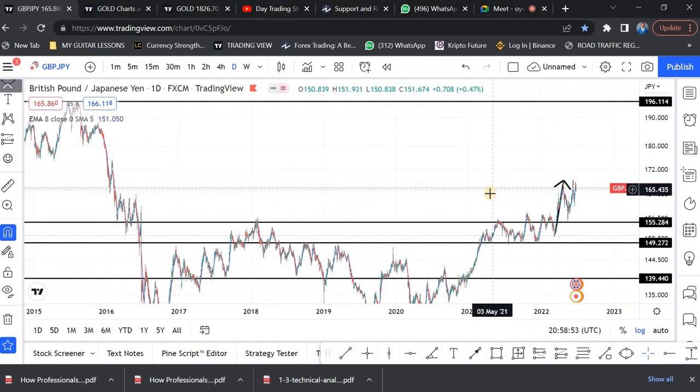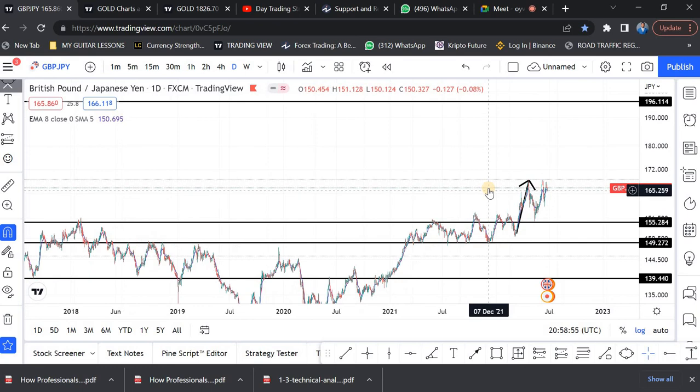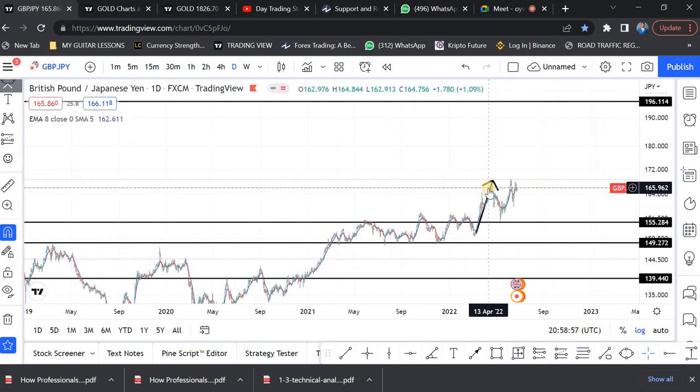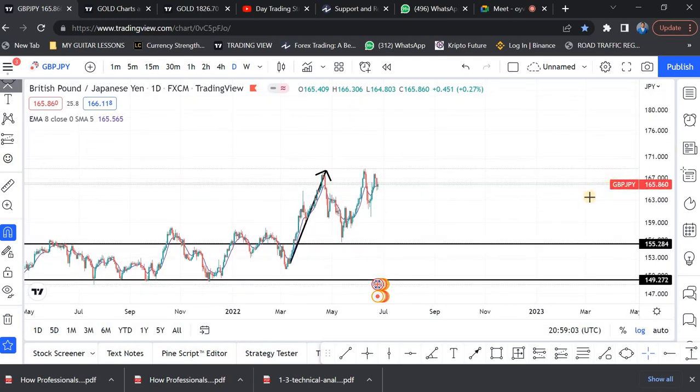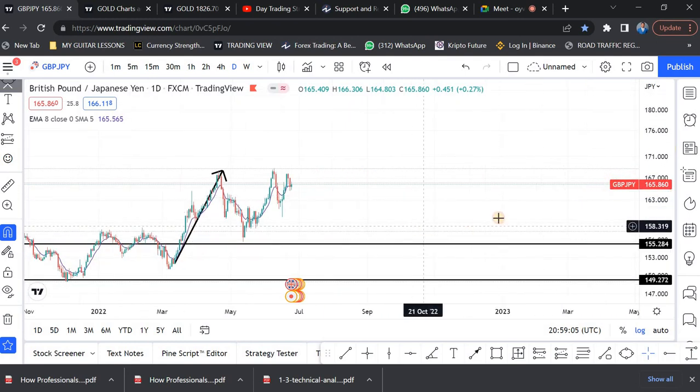So what I'm using is TradingView. That would be the next thing I'll speak about. From tomorrow, I'll show you how to use TradingView to analyze the market.